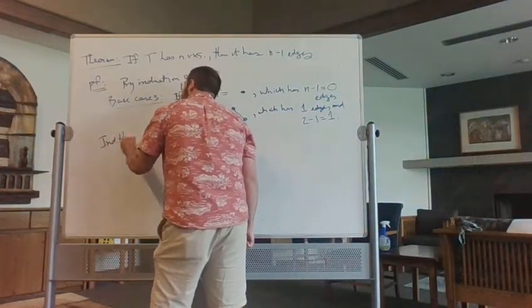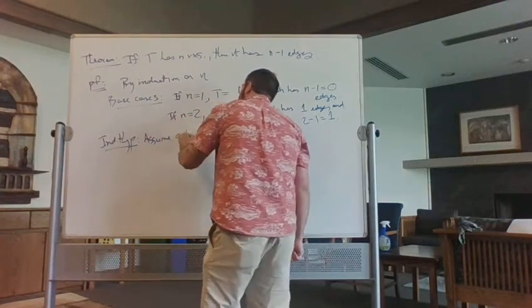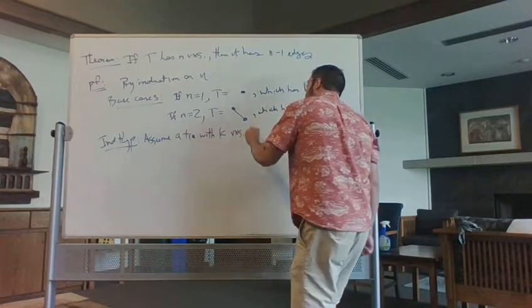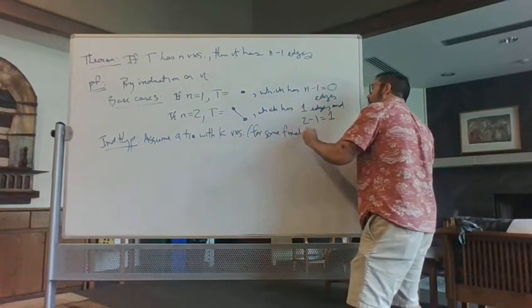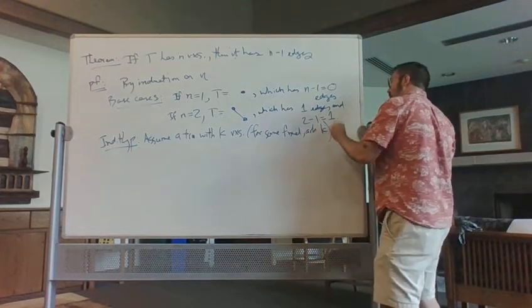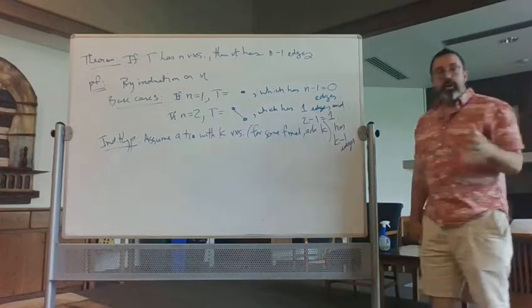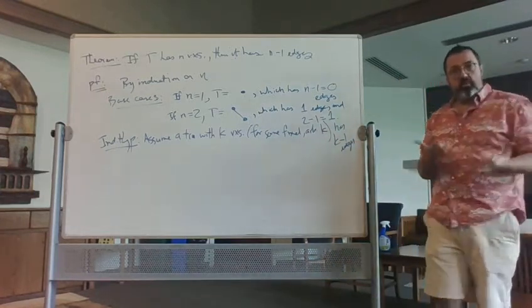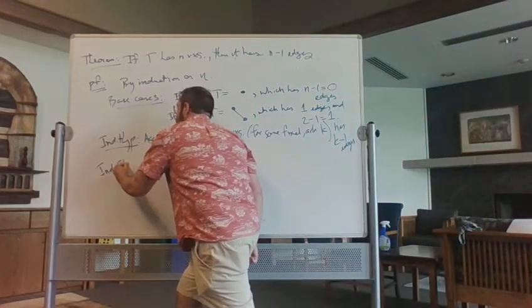For our inductive hypothesis, assume a tree with k vertices, for some fixed arbitrary k, has k minus 1 edges. By now we've done a whole bunch of induction proofs, so you should have a sense for what that means. And now for our inductive step.